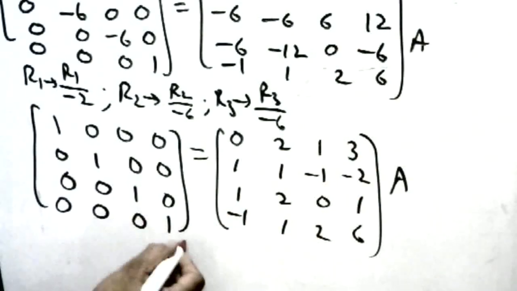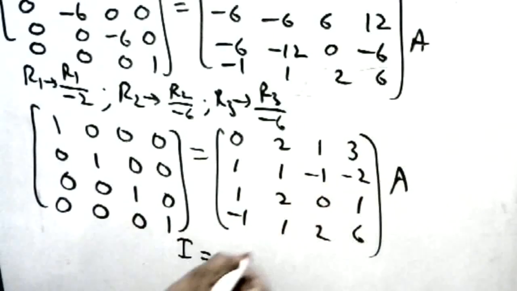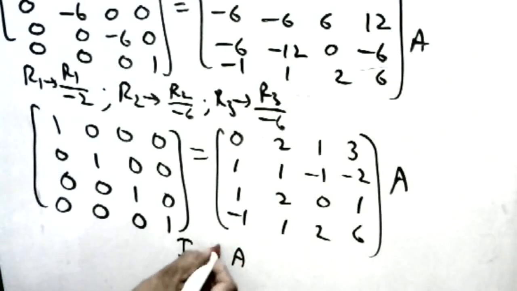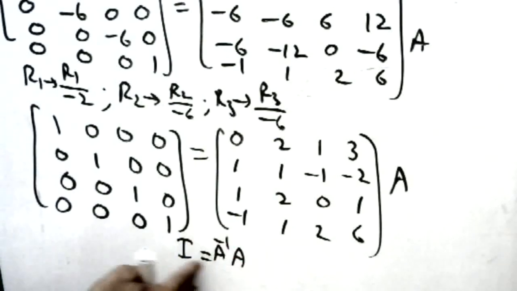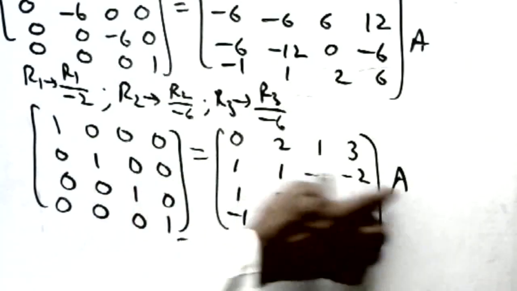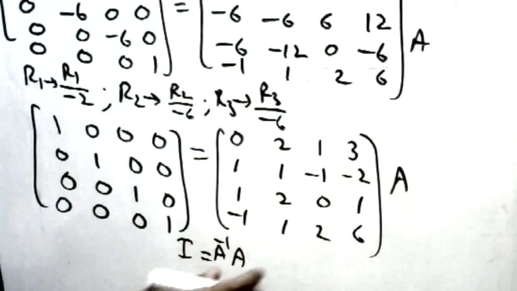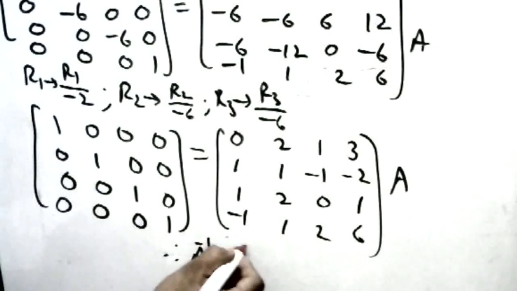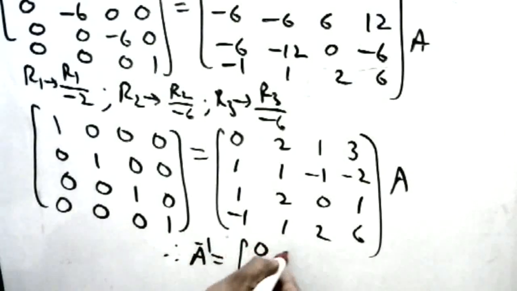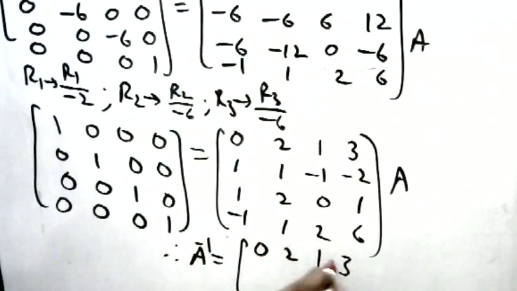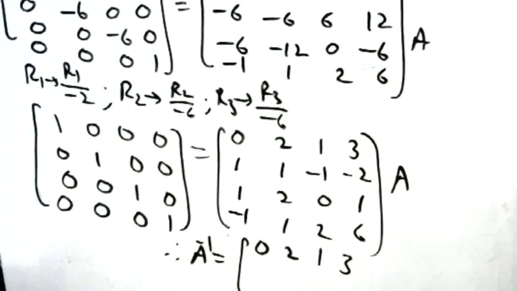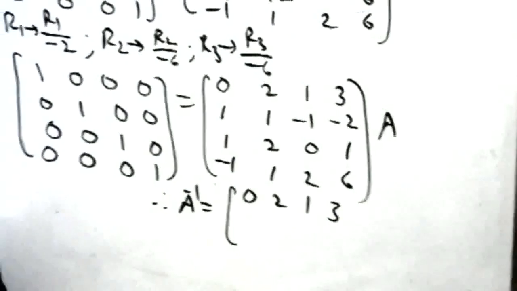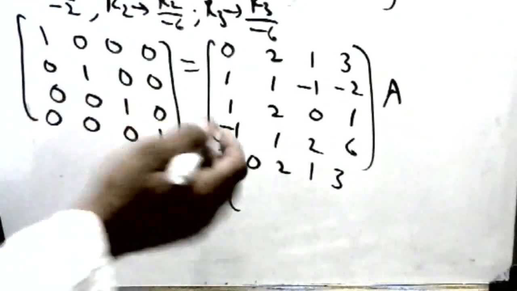Okay. So this is the inverse, because this is I equals to, we got A. So if we multiply with A inverse, A inverse into A will be I. That means this is the inverse of A. Therefore, we write A inverse equals 0, 2, 1, 3. 0, 2, 1, 3.